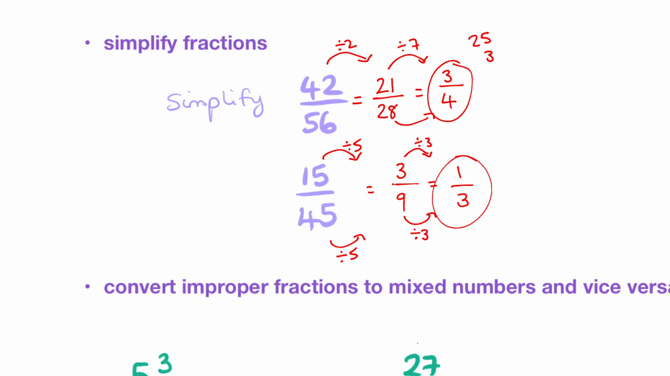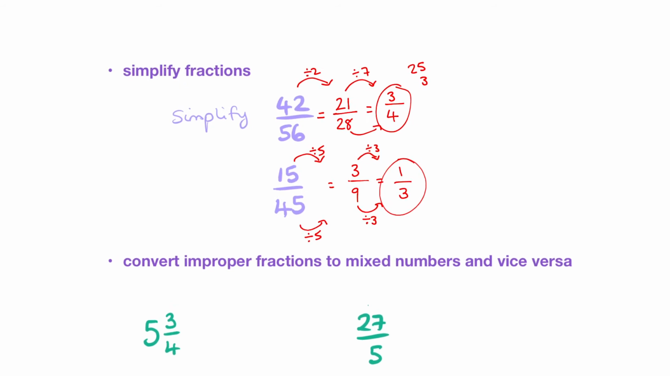And just so you know, in the first one, the biggest number that you could have divided by to get straight to the answer was 14. They're both in the 14 times table. 3 14s and 4 14s. And in this one, they're actually both in the 15 times table. So 1 15 and 3 15s. So that's where the answers could come from if you went straight there. But remember, you can take several steps to get there, and it doesn't matter. Okay?